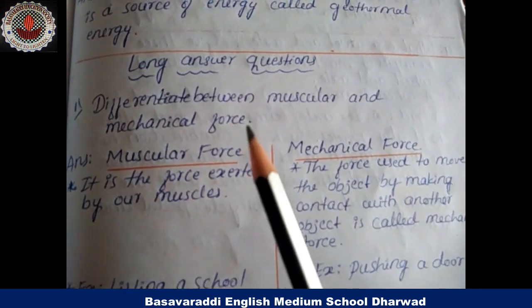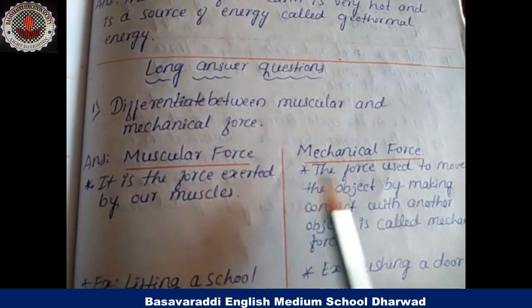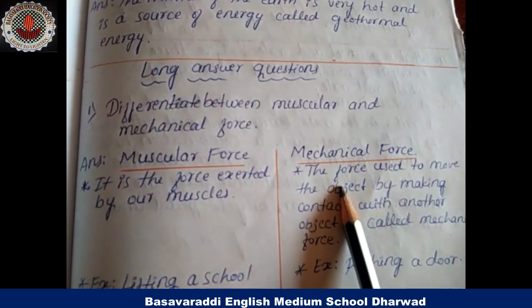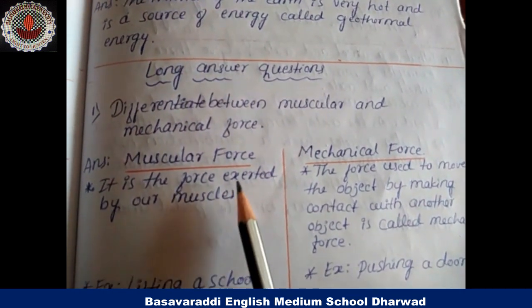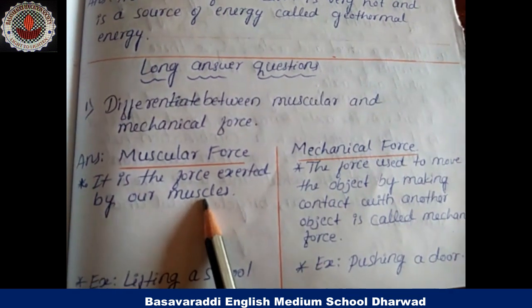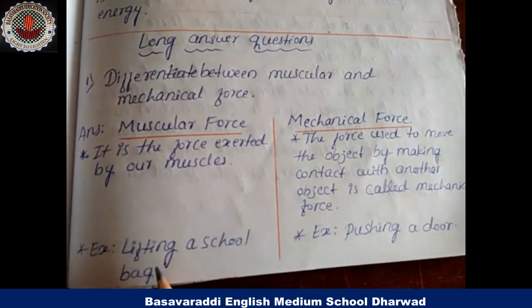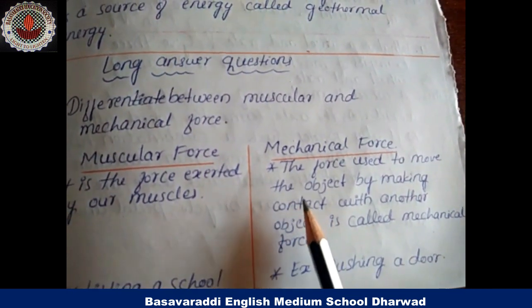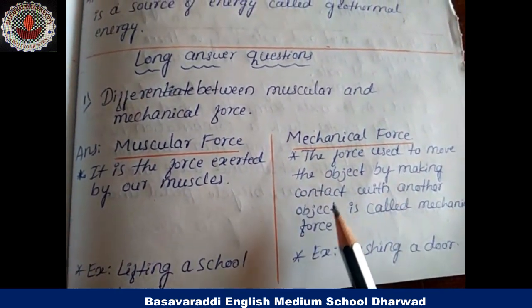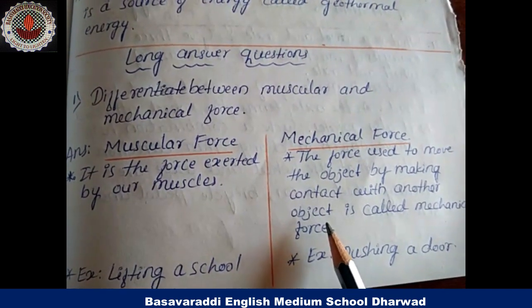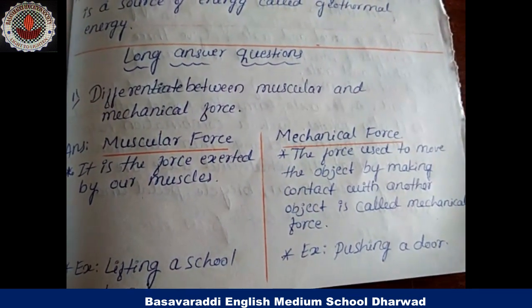First one, differentiate between muscular and mechanical force. It's a two columns, one for the muscular force and one more for the mechanical force. Okay, the first one about muscular force. It is the force exerted by our muscles. Example for muscular force, lifting a school bag. Next, the second column, that is about mechanical force. The force used to move the object by making contact with another object is called mechanical force. For example, pushing a door.